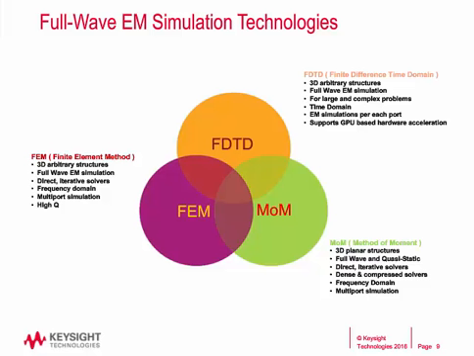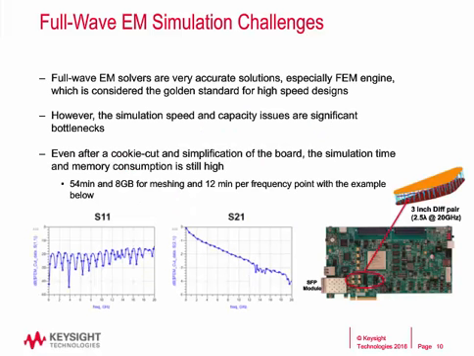FEM, finite element method, is considered the most accurate engine among others. However, the simulation speed and capacity issues are significant bottlenecks. With the example below, the TX channel between the SFP module and FPGA chip, which is about 2.5 lambda in electrical length, even after a cookie cut and simplifications of the board, it may take many hours to get the simulation completed.